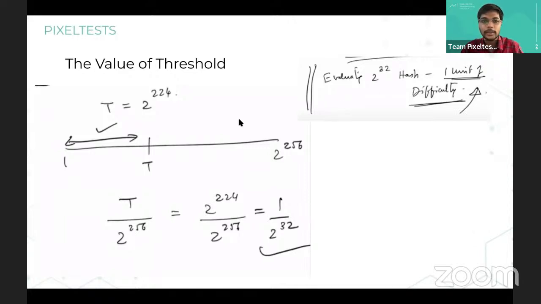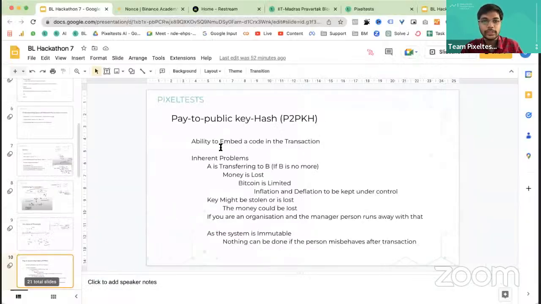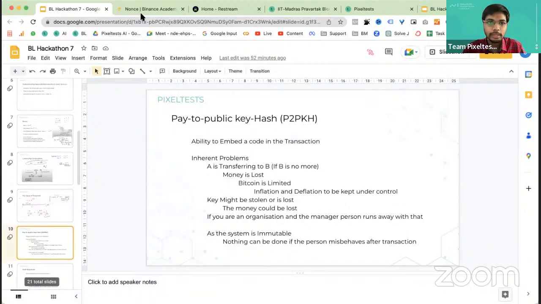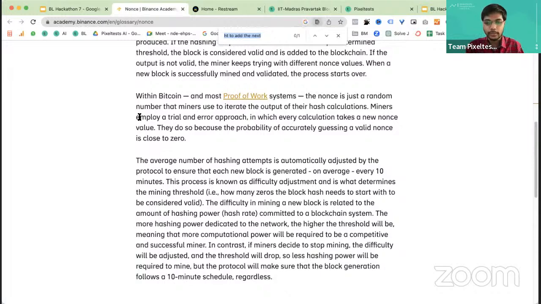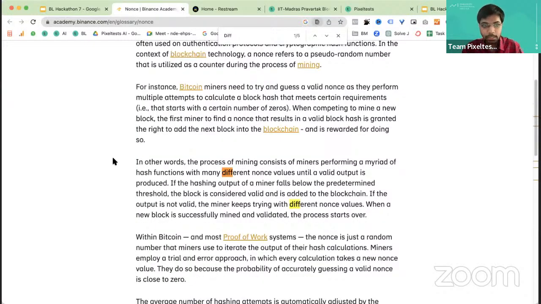I'm just going to go through the reference once again. So now, let's say I'm just going to read about difficulty. In other words, the process of mining consists of miners performing a myriad of hash functions, right? So many hash functions with many different nonce values until a valid output is produced.